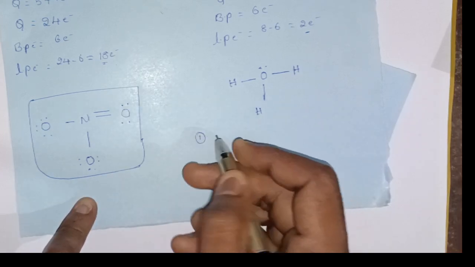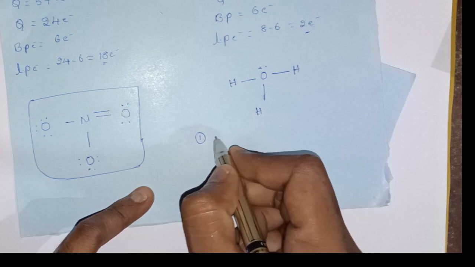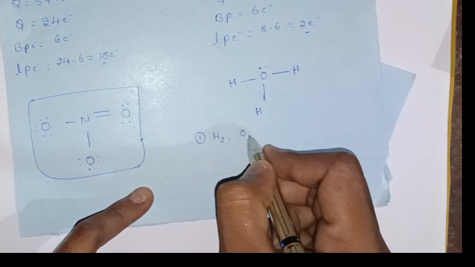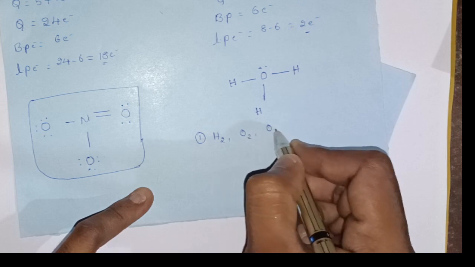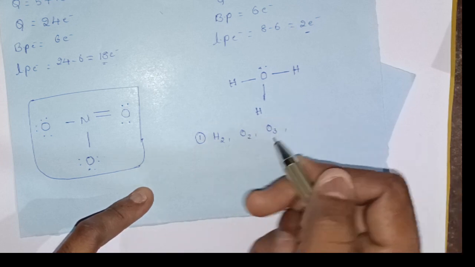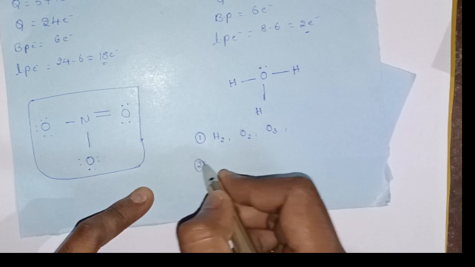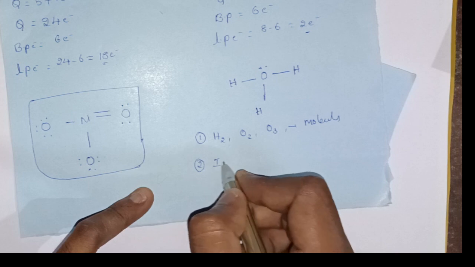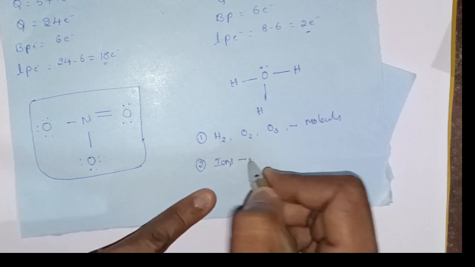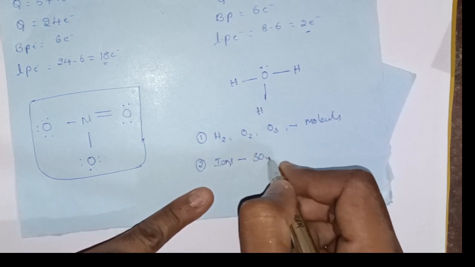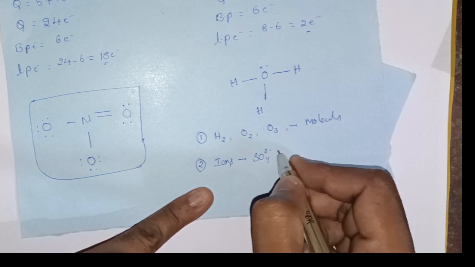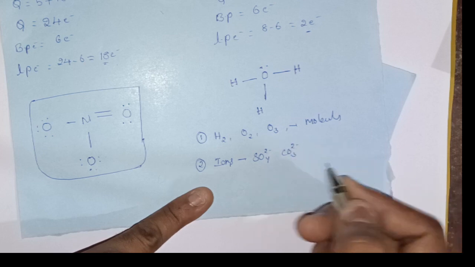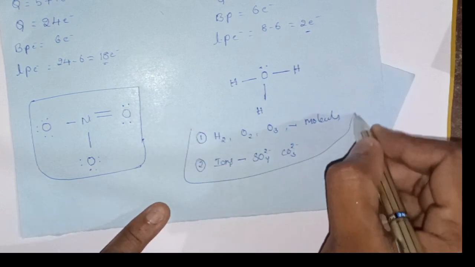We have to try the molecules H2, oxygen and ozone, and for ions, SO4 2 minus, CO3 2 minus. This is your homework.